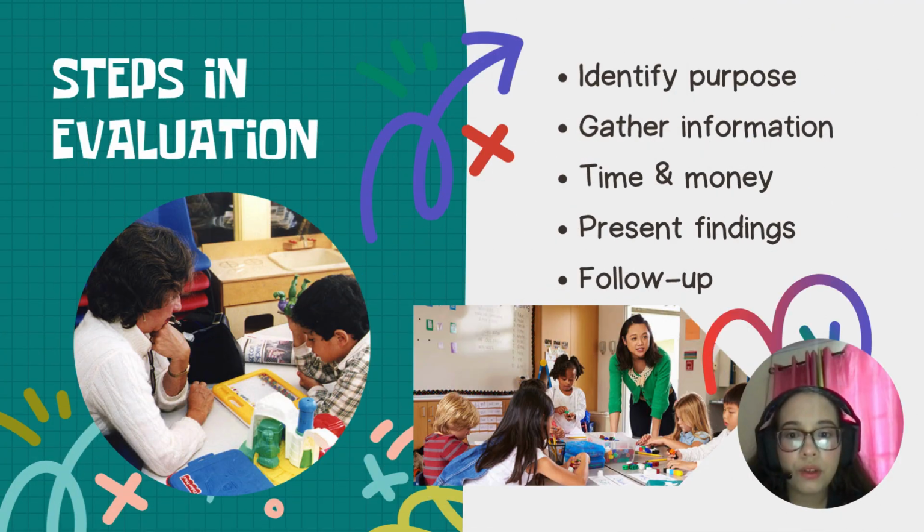Steps in evaluation. According to the text, there are several important steps in conducting an evaluation. First, the evaluator needs to identify who the evaluation is for and what information is needed. Then, they must decide the purpose of the evaluation, for example, whether it is to improve the course or decide if the course should continue. The text also explains that the evaluators need to consider time and money before starting.